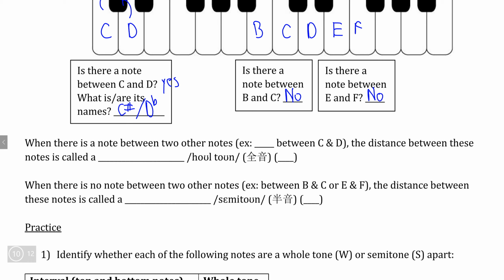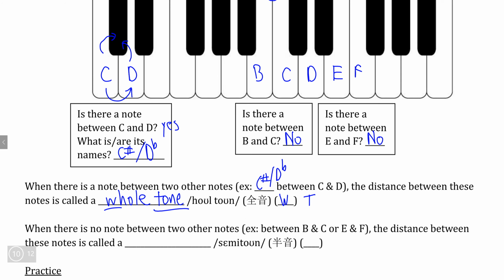So, as mentioned with the C to D case, whenever there is a note in between two notes, for example, the C sharp or D flat that's in between C and D, the interval from C to D is what we call a whole tone, or just a tone for short, which we often symbolize by either writing the letter T for tone, or more commonly and more easily understood, the letter W for whole tone.